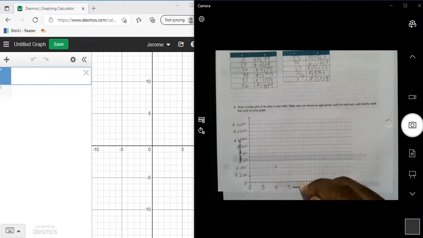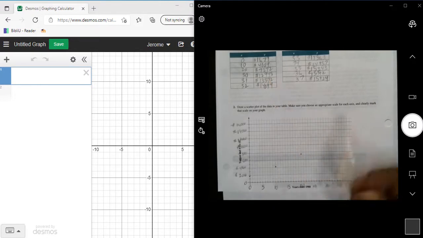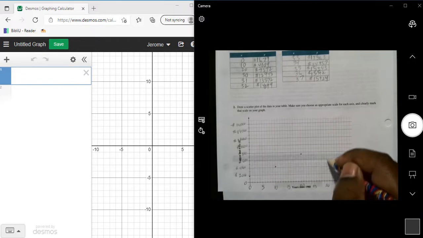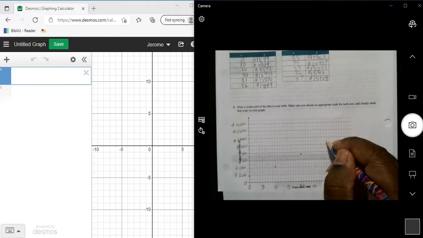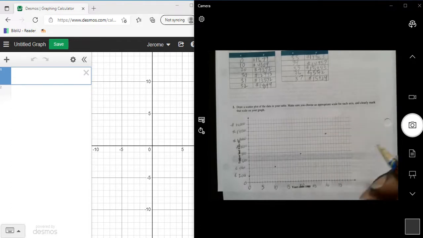At the 20-year mark, we have 7,372. So we got, let's see, this is 7. It's almost half. Okay, then we go to the 30-year mark. At 30 years, we have almost 13,000. So we'll go up here. So it'll be almost 13,000.